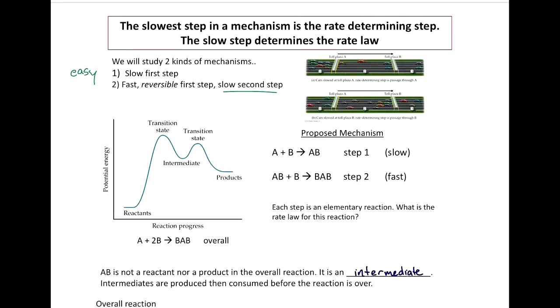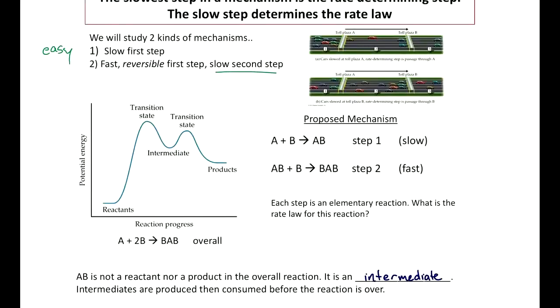So let's go back to this proposed mechanism. If I tell you, okay, this is my mechanism, it's two steps, step one, step two, and I'm telling you that the first step is the slow step, what is the rate law for the entire reaction? It is the rate law for the slow step. It's the first step, so the rate of that step will determine the overall rate of the entire reaction.